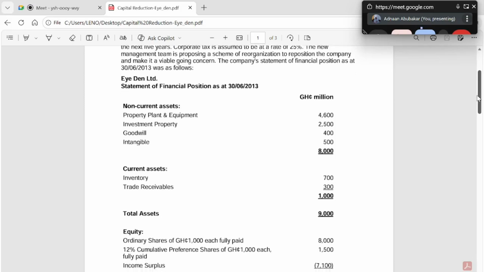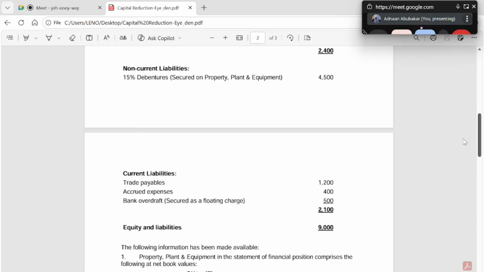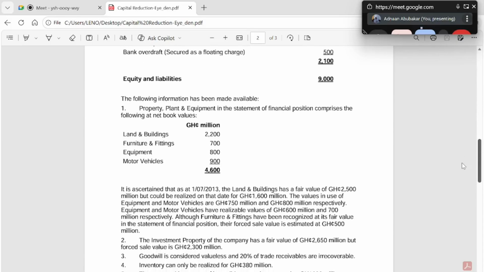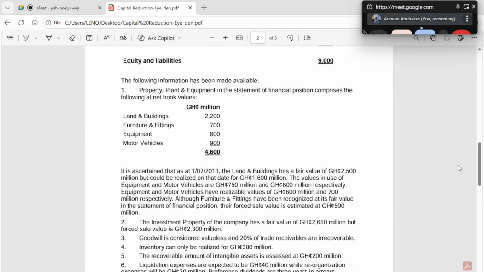All right. Now, come down where you will see that they've broken it down in additional information 1. Have you seen it? Yes, we have land and building, furniture and fittings, equipment. They have disaggregated them so that you will see individual item prices, or book value. So when you add them, have you seen that you get 4.6 million, 4,600, as in the balance sheet? You take note of that.